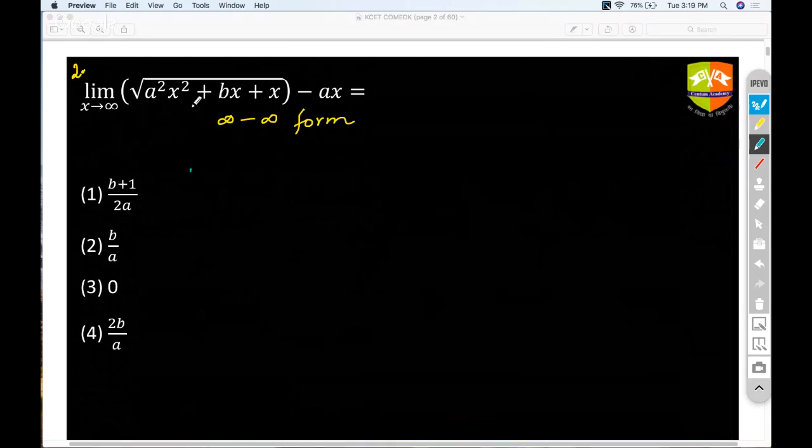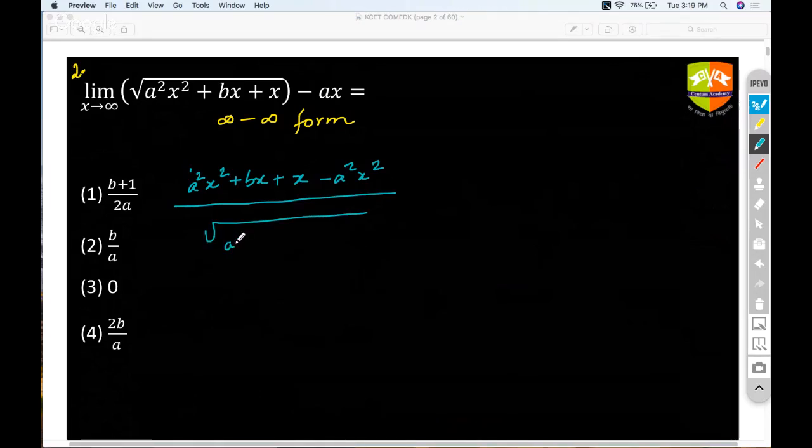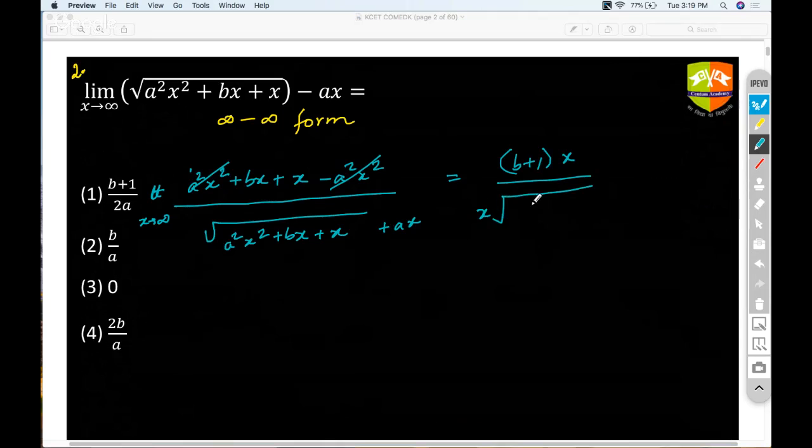All right, so let's just discuss this. If you rationalize this, you will have a square x square plus bx plus x, minus a square x square, whole divided by root of a square x square plus bx plus x plus ax. Okay, and you'll cancel off the highest degree term from the numerator, that is the x square term. So it will be as good as b plus 1 times x. We can take an x common in the denominator as well. That would give us root of a square plus b plus 1 by x, and an a over here. So this x and this x will get cancelled.